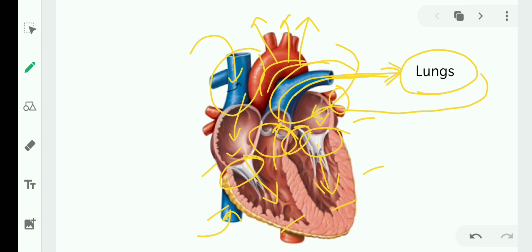Like when the blood goes from the right auricle to the right ventricle, the valve closes. So when the ventricle contracts, all the blood goes to the lungs, not back into the right auricle.